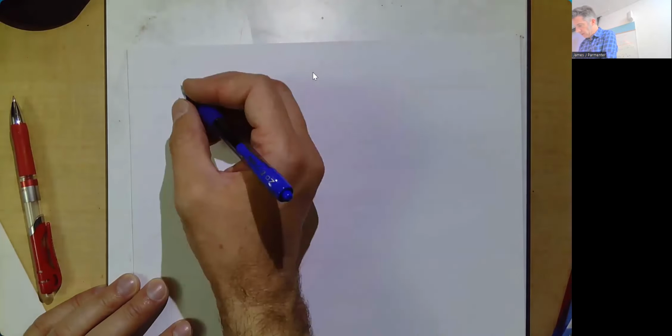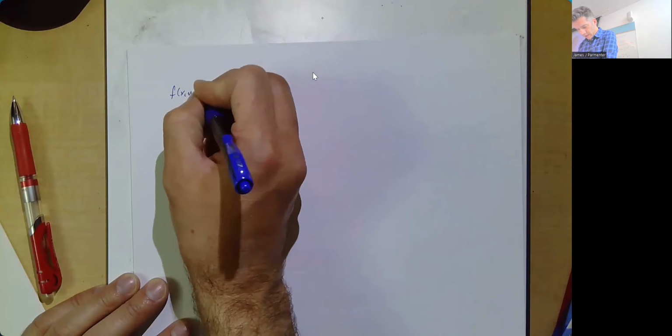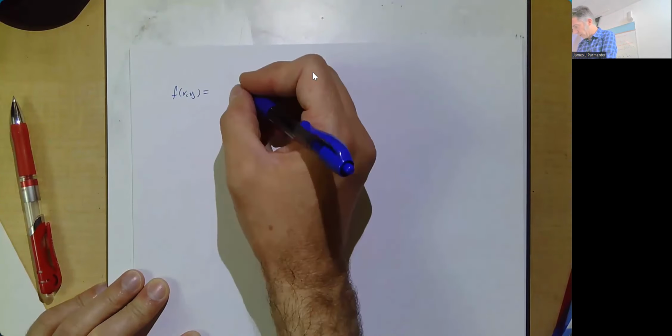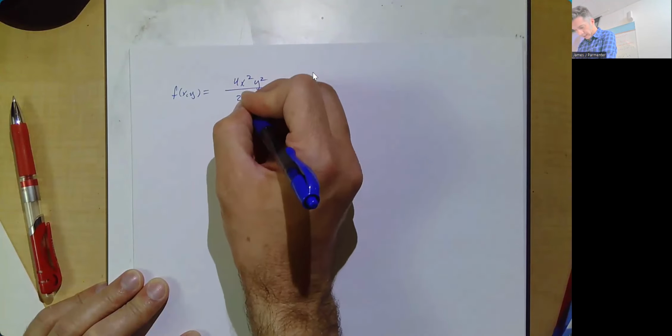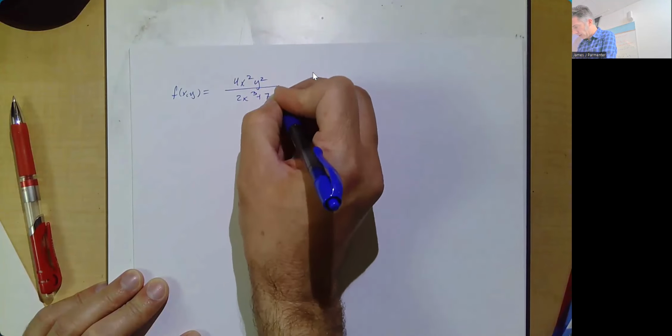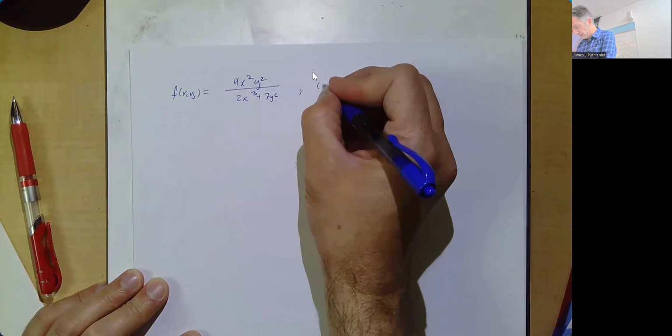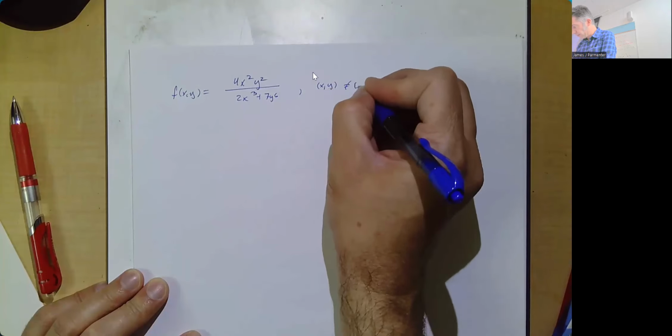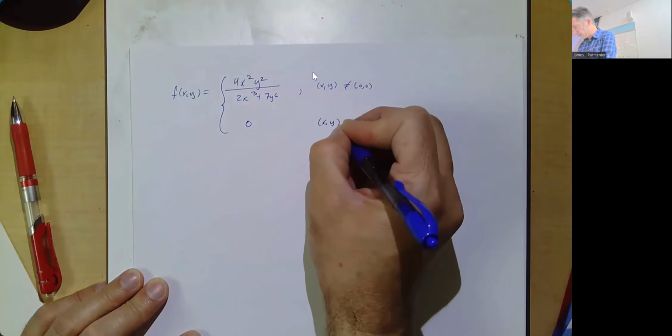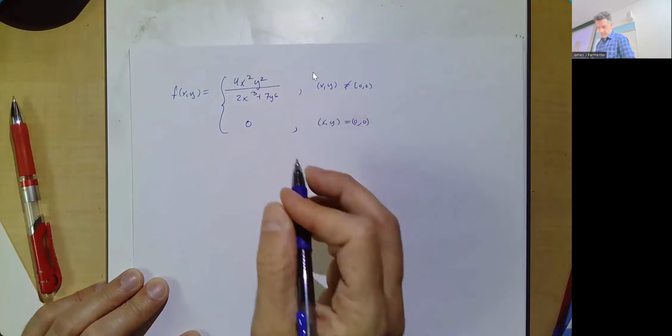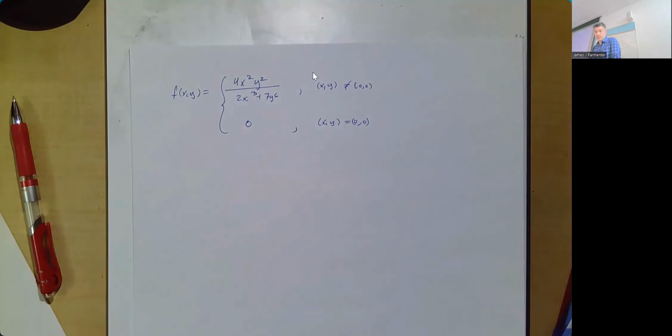All right, so there's a couple homework questions that I think are kind of neat, like something like this. You've got f of x, y equal to, sure, let's say 4x squared y squared over 2x cubed plus 7y to the sixth when x, y is not 0, 0, and then 0 when x, y is 0, 0. And the question is, is this function continuous at 0, 0?